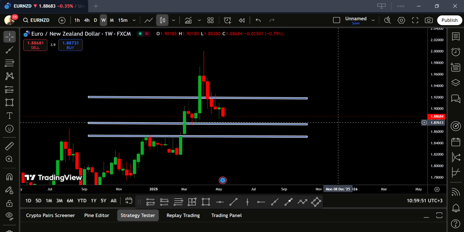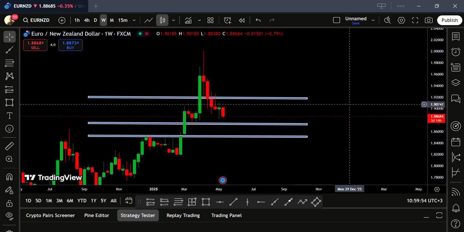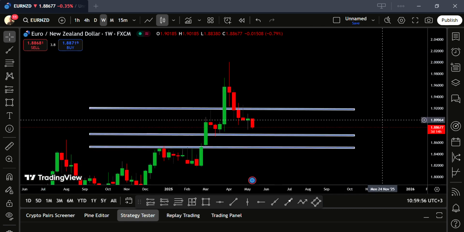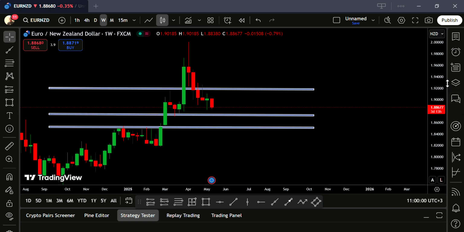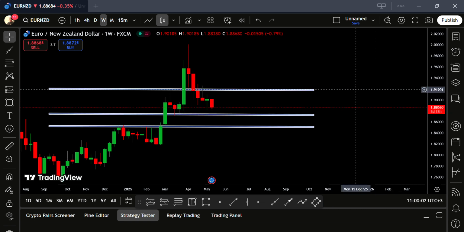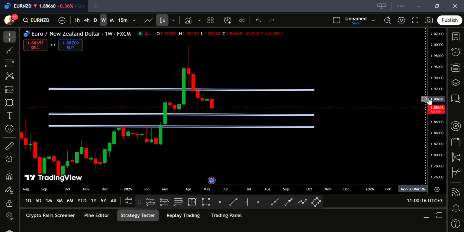Okay, so let's go. So we have Euro NZD on the screen. I told you the Alchemist Strategy works on each and everything. Just combine it with SNR, and then you're going to get the best out of it. So on the screen we have Euro NZD. And this is the weekly time frame.